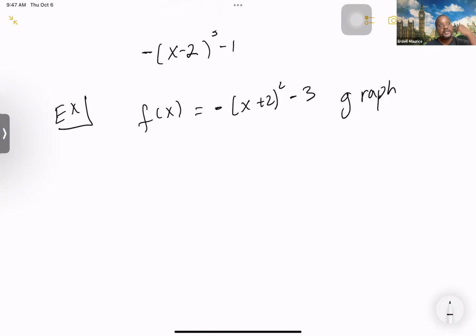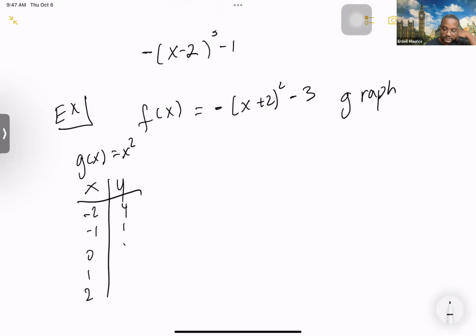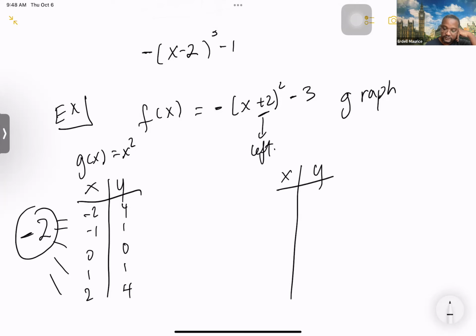And you have 2 options for making the table of values. The one option is to make a table of values for x squared, which is x values of -2, -1, 0, 1, and 2, with y values of 4, 1, 0, 1, and 4. And then you see the +2 right here, it means I'm going left 2. It means I'm going to subtract 2 from all of my x values. So that's going to be -4, -3, -2, -1, and 0.